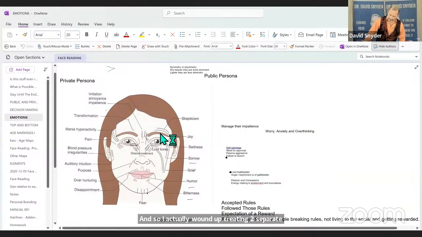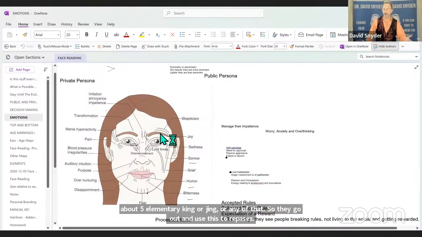One is the classical 5-element Qi, Jing, and Ling based system that I learned from Lillian, Shen based. And the other one I developed for Western audiences, people who don't have any clue about 5-element theory, Shen, Qi, or Jing, or any of that. So they go out and use this to read faces. So when we look at this, we're going to do this in groups of 5.